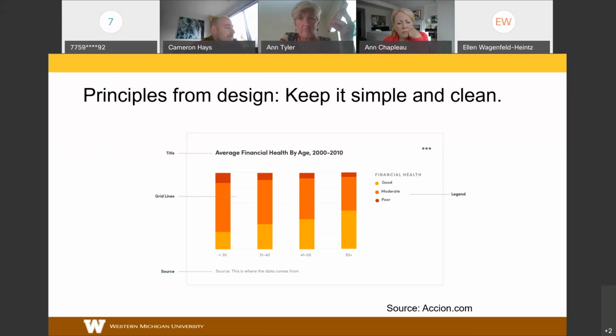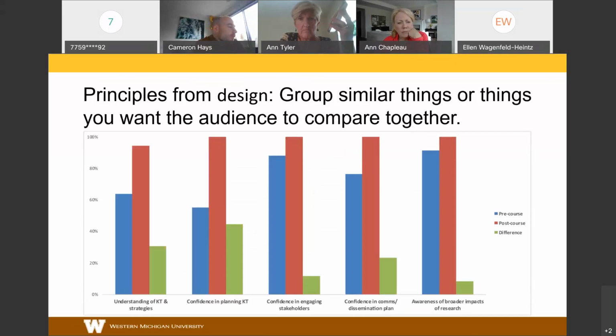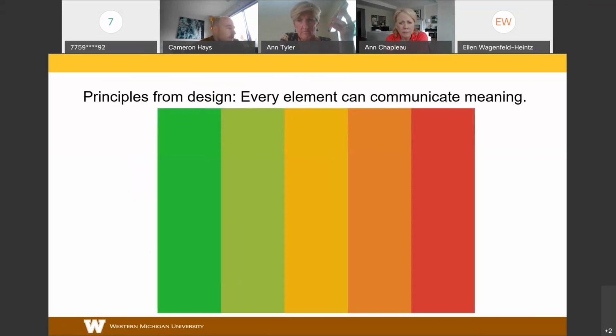The next thing is to group similar things or things you want your audience to compare together. These categories can be united by sharing shapes, colors, sizes, or physical proximities. Like we want to compare all of these bars to each other within these categories, so they group them that way. And this is an example of the data visualization.